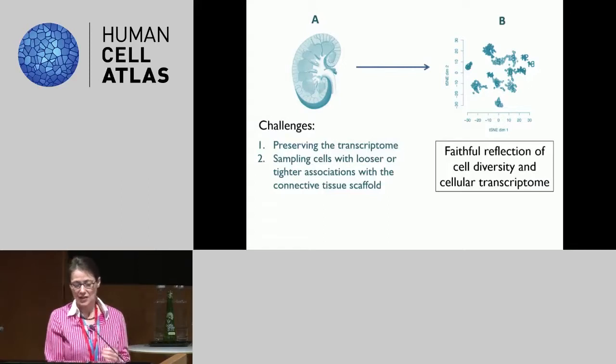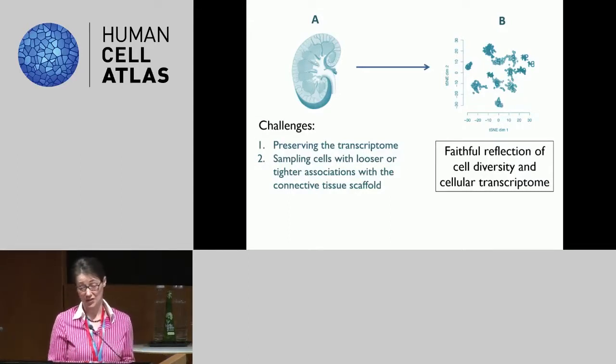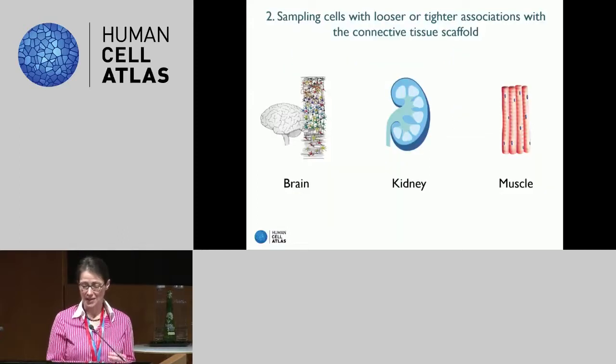So I would suggest that the second challenge that we face is how do we sample cells that have very tight associations with the connective tissue scaffolds and with adjacent cells. And that may differ in different tissues.